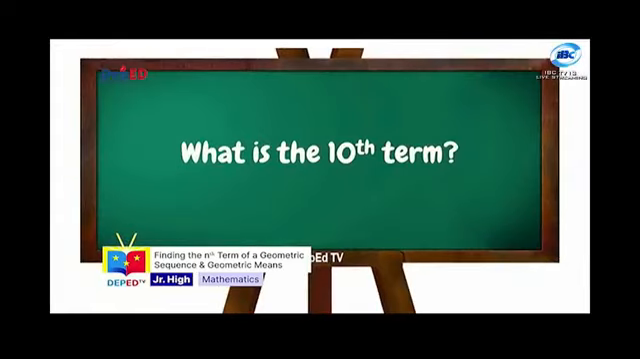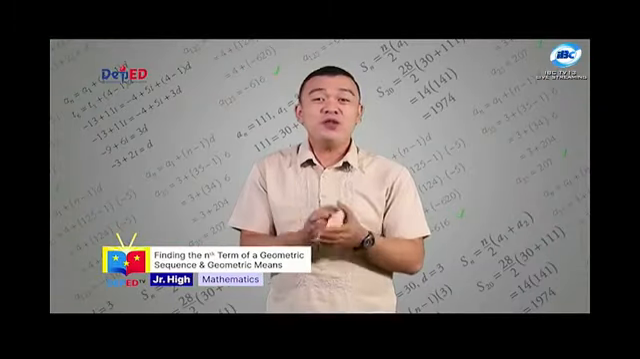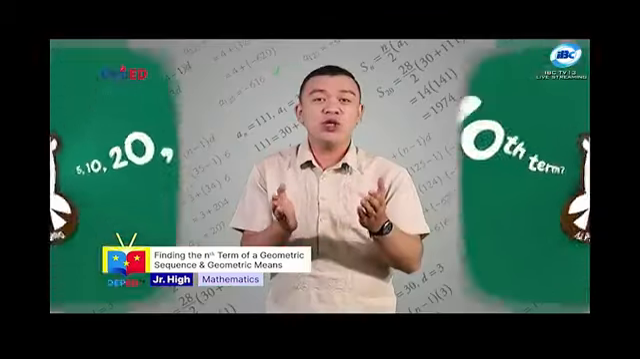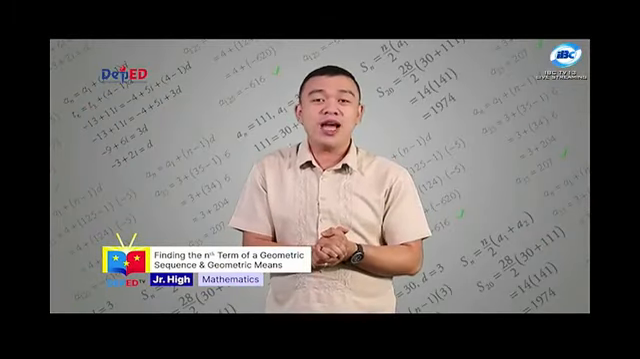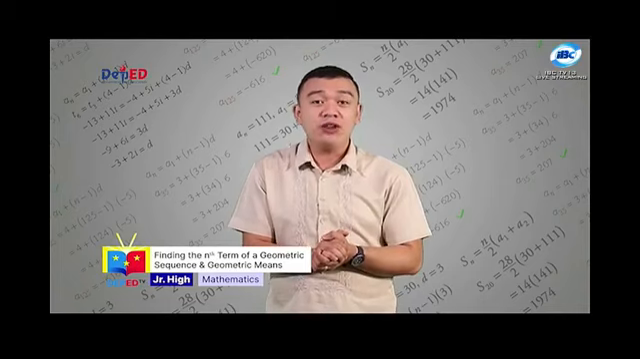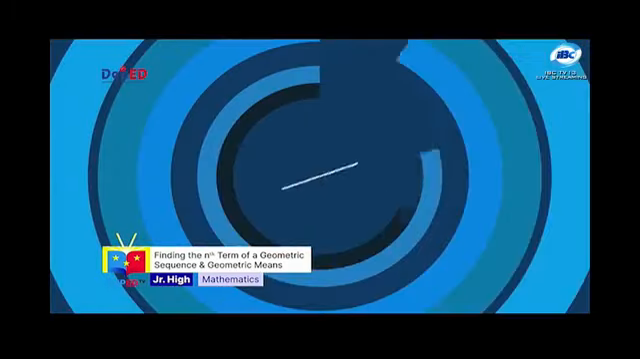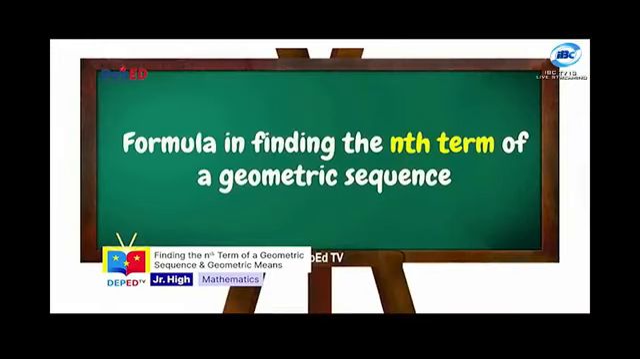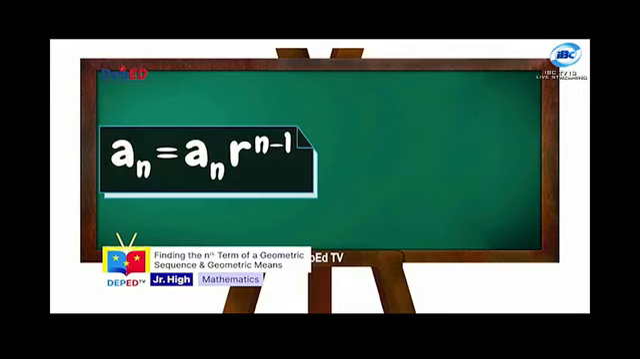Now, what do you think is the 10th term? Using the geometric sequence 5, 10, 20, and so on, you are asked to find the 10th term. Let us now use a formula which may help us find an unknown term of a geometric sequence. The formula for finding the nth term of a geometric sequence is a sub n is equal to a sub 1 times r raised to n minus 1.